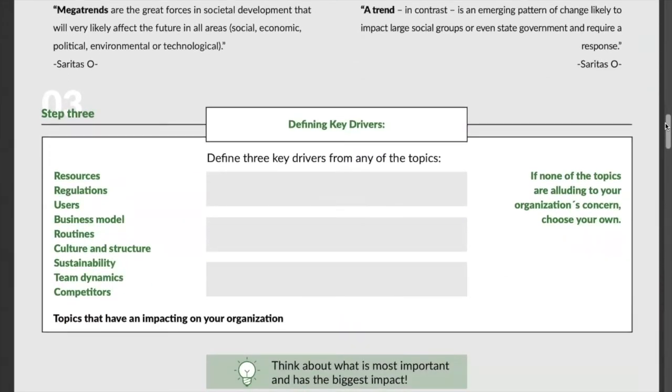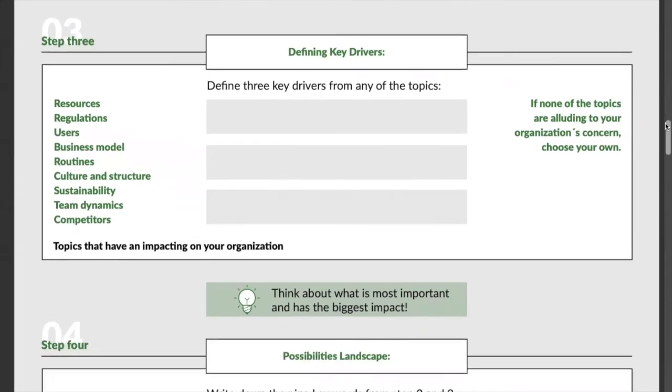Step 3. Defining key drivers. Unlike the trends before, key drivers are unique to your organization or to your main problems. They are about defining which of the topics, resources, regulations, users, business models, routines, cultures, etc. are affecting or impacting your organization negatively or positively and are important to keep in mind when thinking about the future. If none of the topics on your left are alluding to your organization's concern, you can choose your own. Remember to think about what is important and what has the biggest impact.